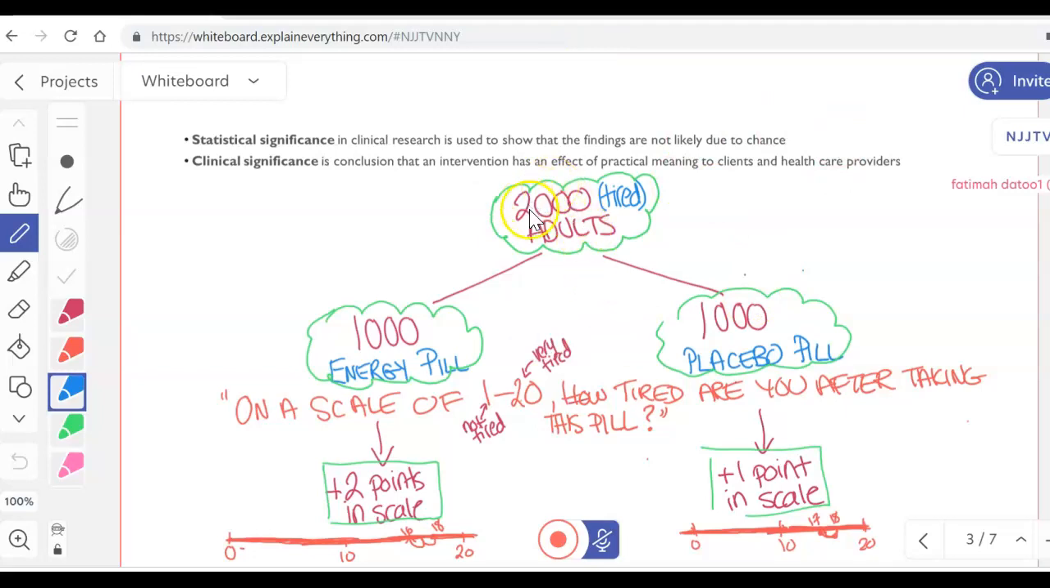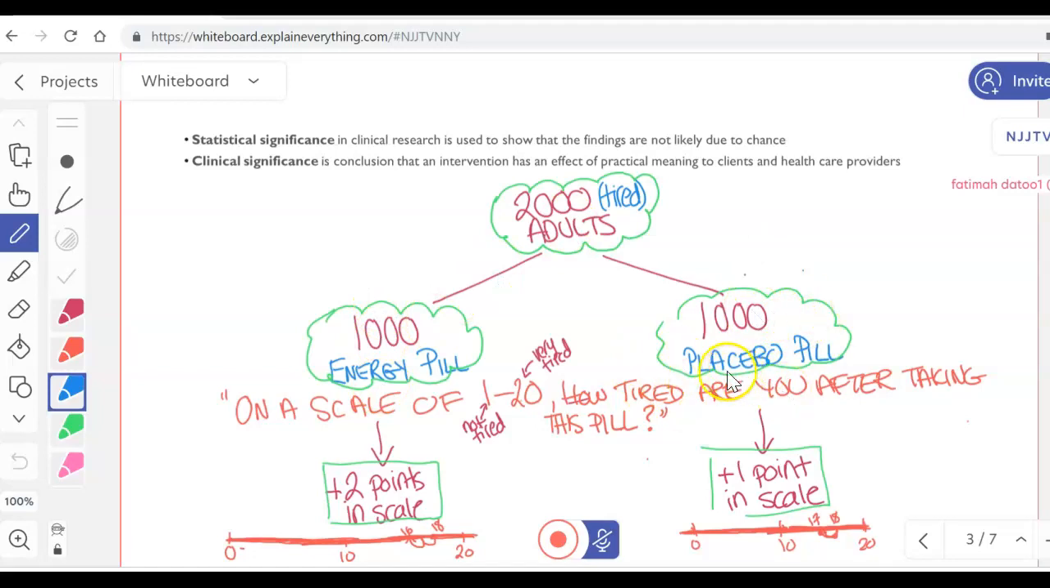Let's just say I have 2,000 adults, and these adults are all generally very tired. I randomly split them into two groups. 1,000 adults go here, another 1,000 adults go here. In this group, I give them an energy pill, because they're always tired. I want to try out this new energy pill that I made, and I give them the energy pill.